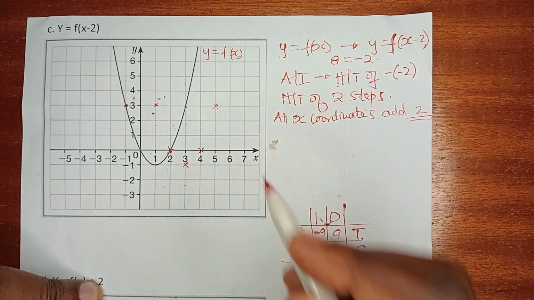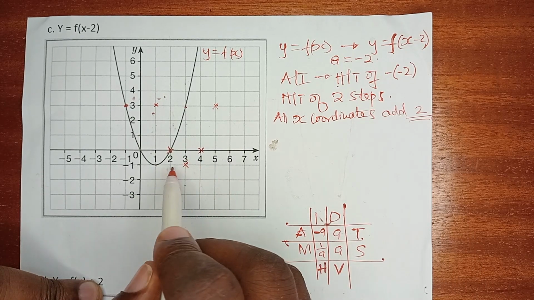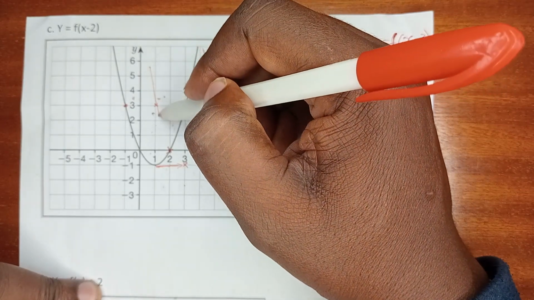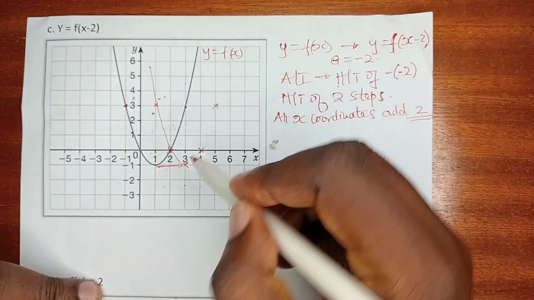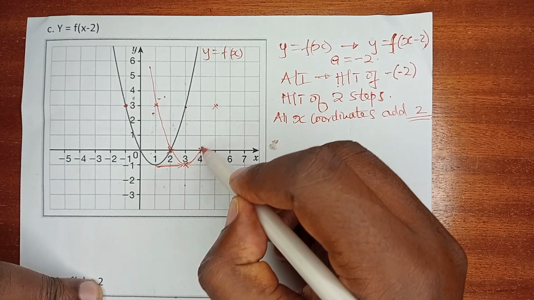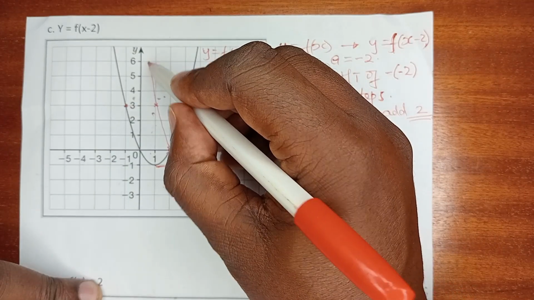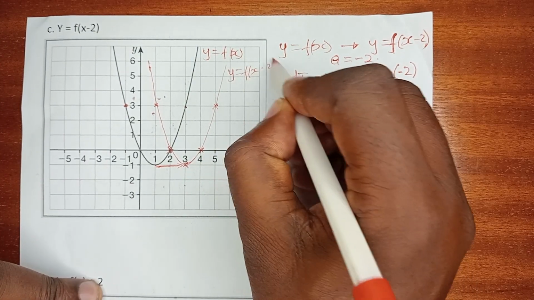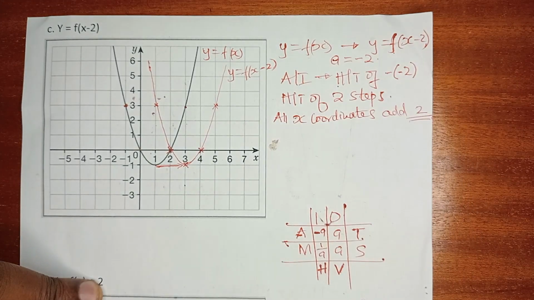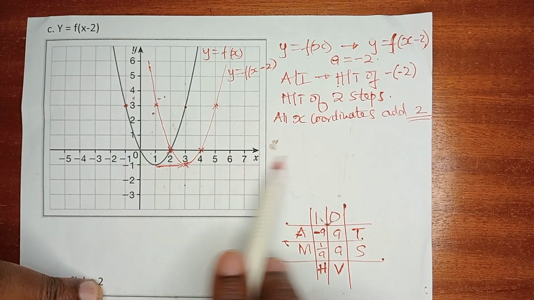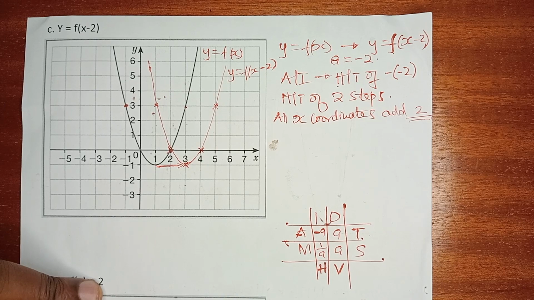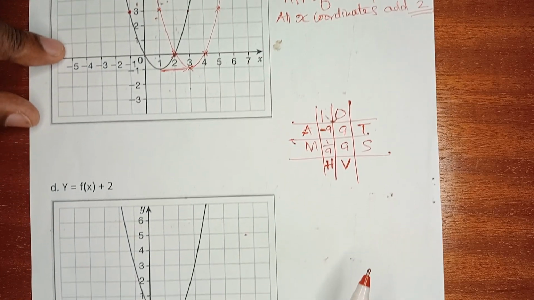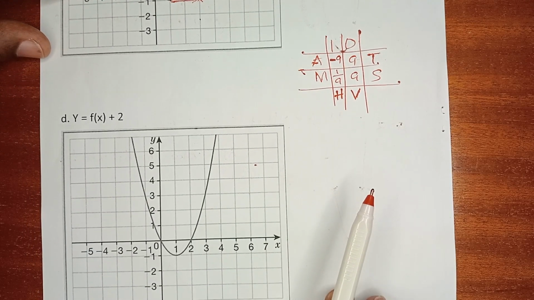So we have a curve that now shifts to the right. As you can see, we have a new graph that resembles exactly what we had, but it has shifted to the right. And this is the graph of y equals f(x - 2). This is a horizontal translation of 2 steps. That is part C.